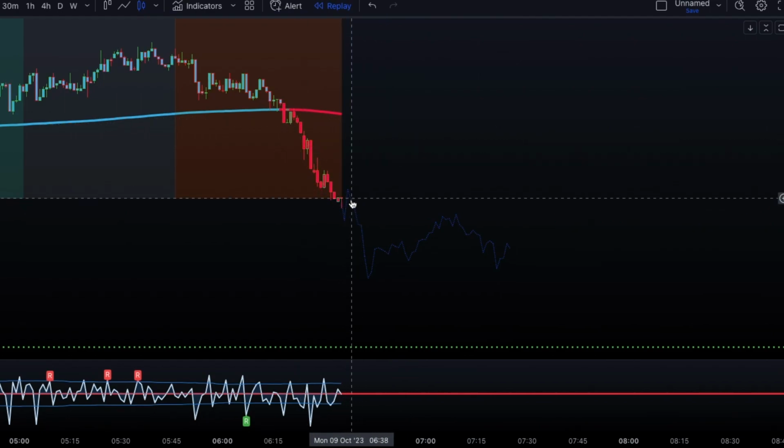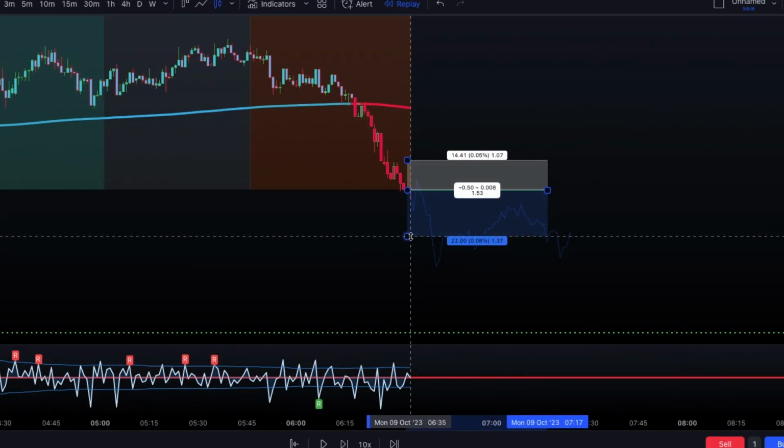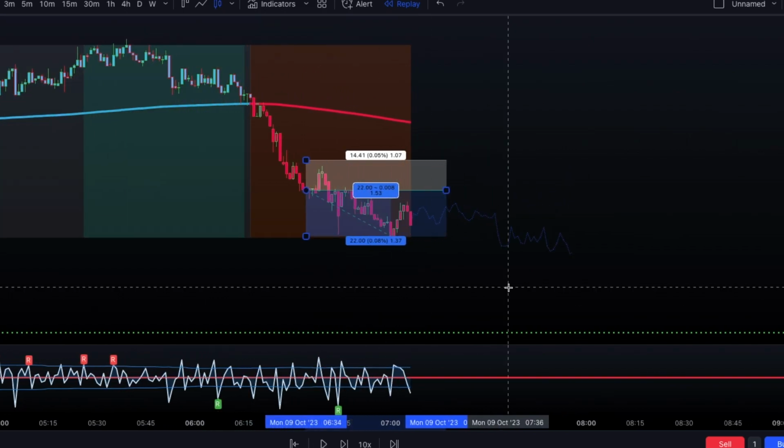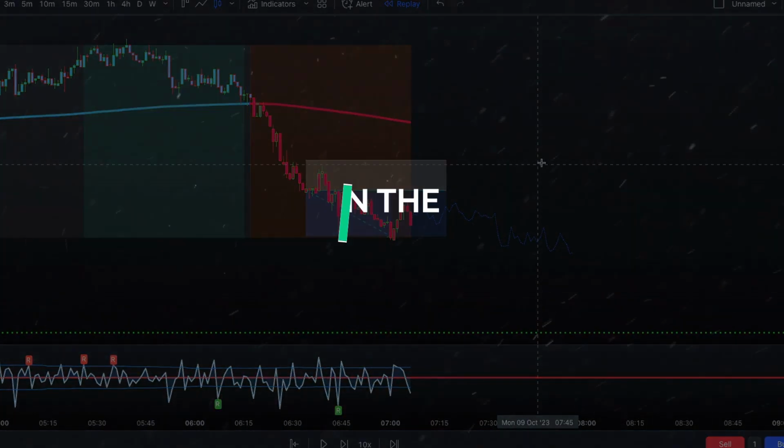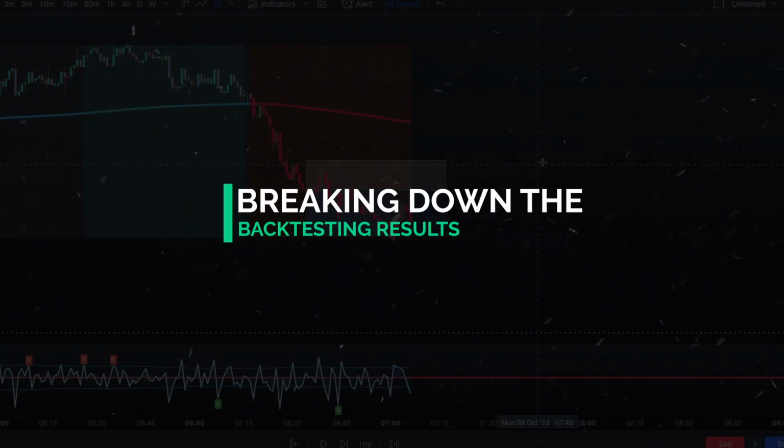So once all four confirmations have been met, we can go ahead and take the trade with a 1.5 risk to reward and your stop loss just above the swing high. Okay, so in this scenario we won again. I'm going to go and backtest this 100 times and come back to you with the results.